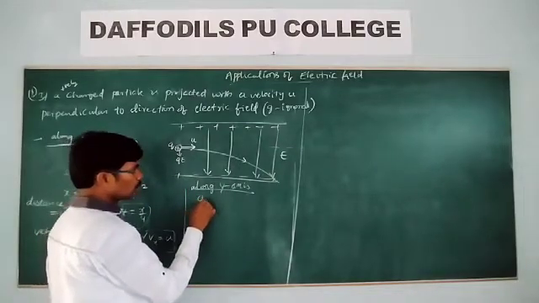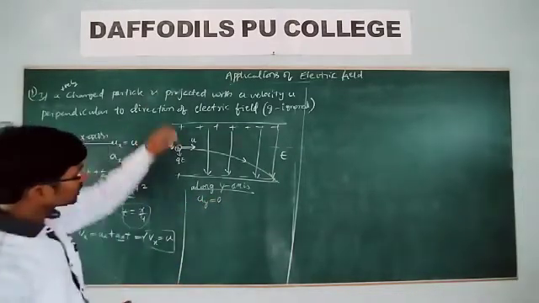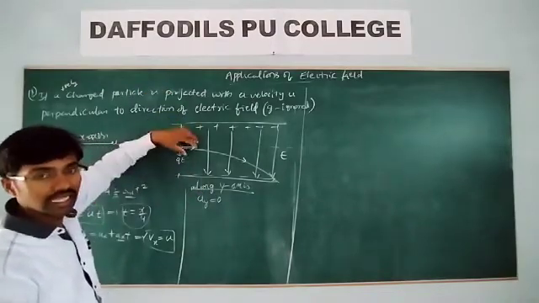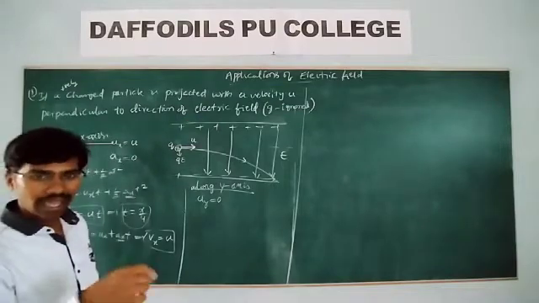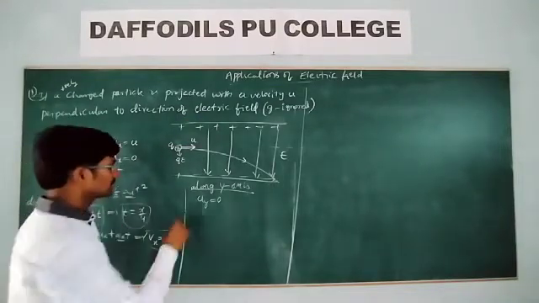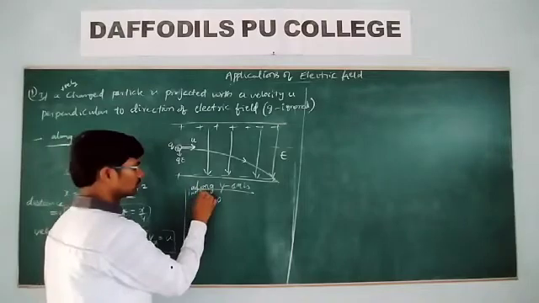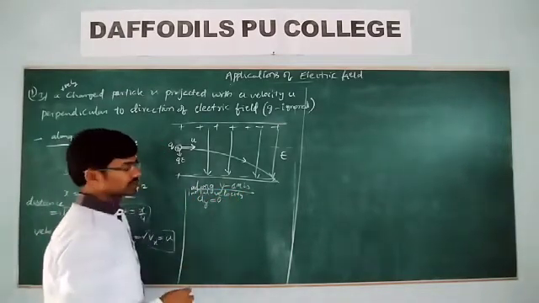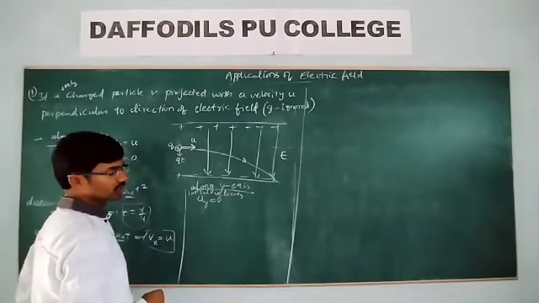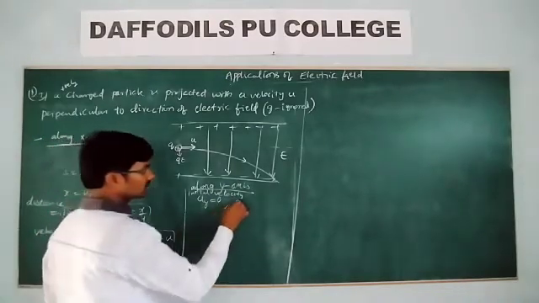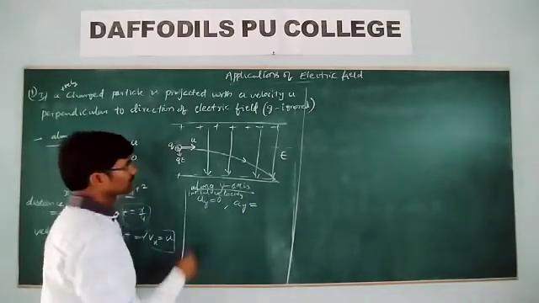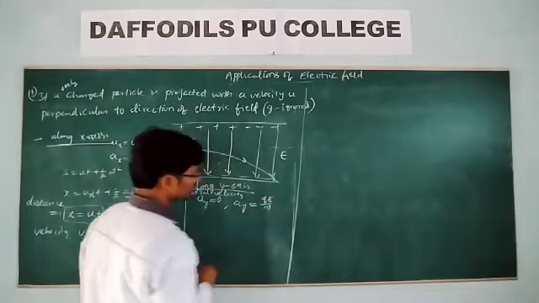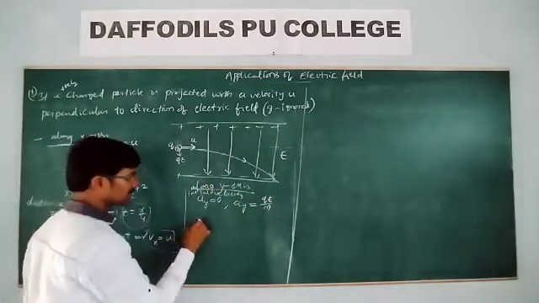So uy is equal to 0. Along the vertical direction, the initial velocity is 0, which is like a freely falling body. It would act as a freely falling body. That means initial velocity is 0. Uy is equal to 0. Then what is ay? Ay is nothing but qE by m. So what will be the distance traveled?